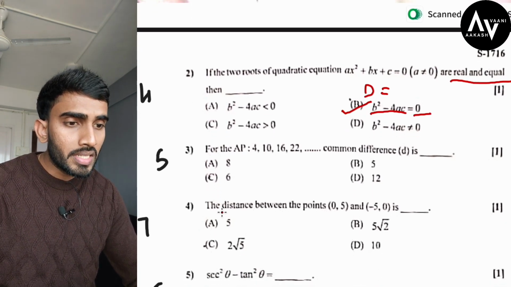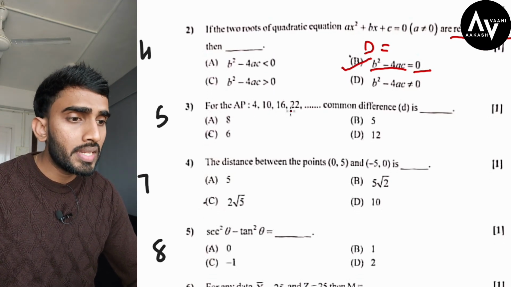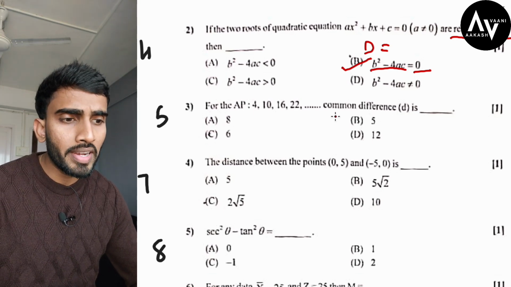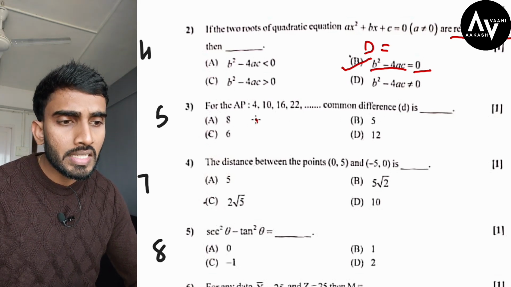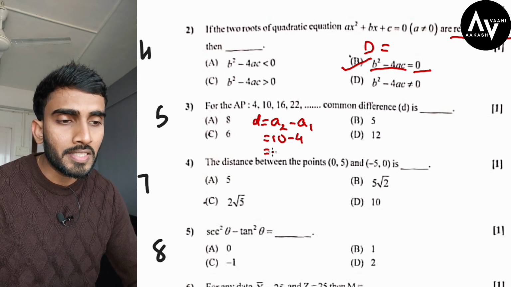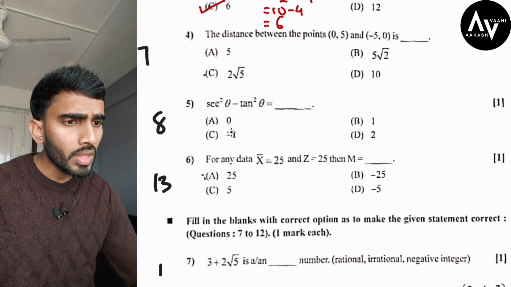Question number 3 is: for the AP 4, 10, 16, 22 and so on, what is the common difference d? The formula to find the common difference d is, as you know, a2 minus a1. Here a2 is 10 and a1 is 4. When we do 10 minus 4, we get the answer 6. So the answer is C, 6.